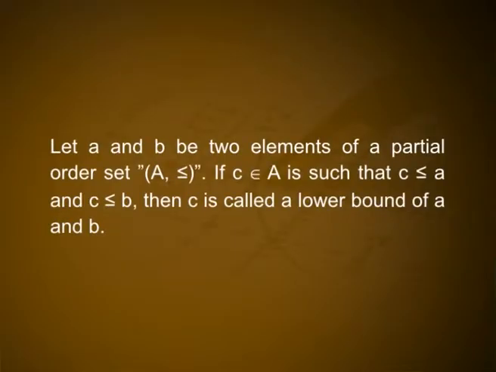Note, it is possible to define lower bound and upper bound for elements in a partially ordered set. Let a and b be two elements of a partially ordered set A, less than or equal to. If c belongs to A is such that c is less than or equal to a and c is less than or equal to b, then c is called a lower bound of a and b.